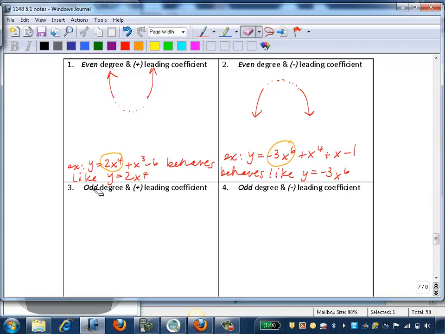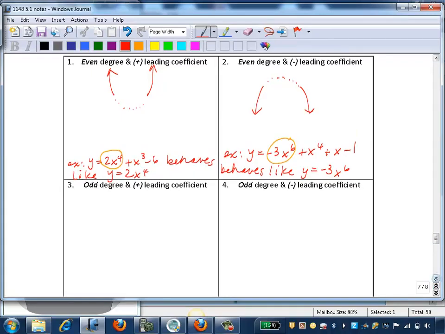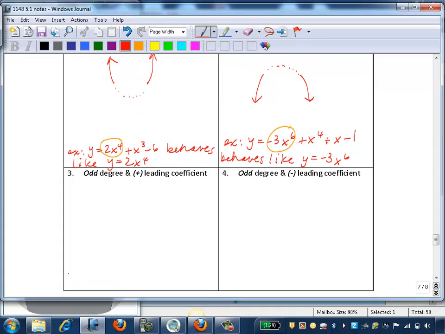Now let's look at the third case, an odd degree. So now we could have cubic, fifth degree, seventh degree, and a positive leading coefficient. If we look at an example, such as y equals x to the seventh minus x minus 2, it behaves like its power function, x to the seventh, on the ends. The middle could be different, but on the ends it's going to look the same.